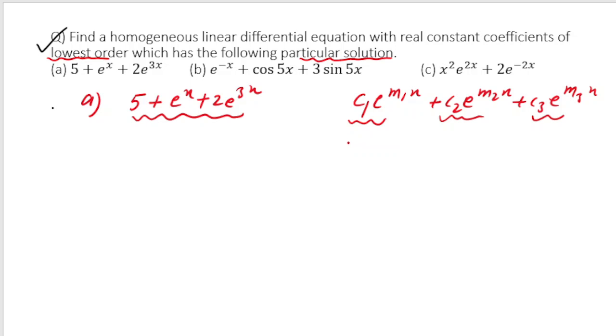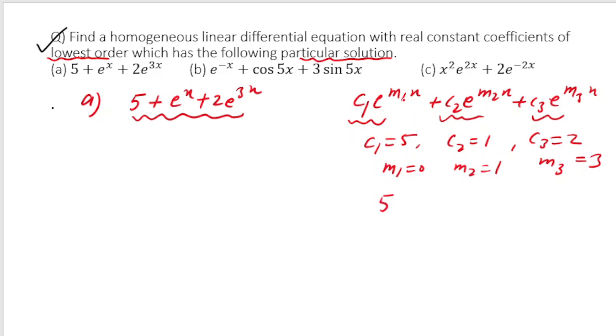And if I solve it, suppose I get c1 is equal to 5, and one of the roots m1 is equal to 0, and I get c2 is equal to 1 and m2 is equal to 1, and suppose I take c3 is equal to 2 and m3 is equal to 3. So in that case this solution will become 5 e to the power 0, then c2 will be 1 and e to the power x, and c3 will be 2 and then e to the power 3x. So if this is a general solution, then this may be a particular solution.